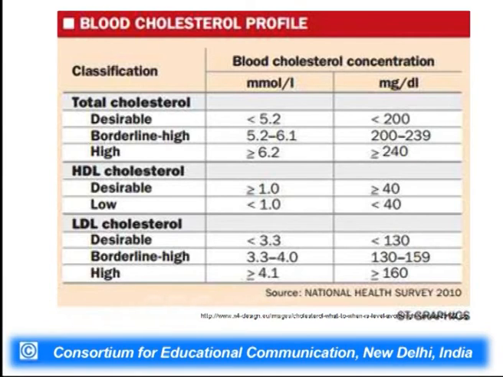The desirable range of total cholesterol should be less than 5.2 millimole per liter, while the borderline is between 5.2 to 6.1, and high is above 6.2. The HDL cholesterol desirable limit is more than 1, while low is less than 1. The LDL cholesterol desirable level is less than 3.3, borderline is between 3.3 to 4, while high is more than 4 or 4.1. So these are the various ranges of the cholesterol.